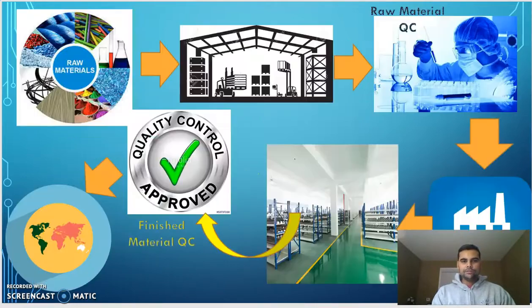So I'll take you first of all to a little process. You have to understand how the quality control department works. First of all, in quality control, there are two departments. One is raw material quality control and the other is finished material quality control. These two symbols symbolize the departments and their functions.